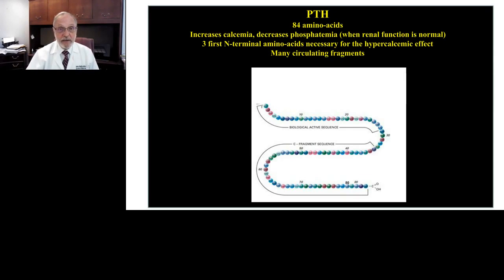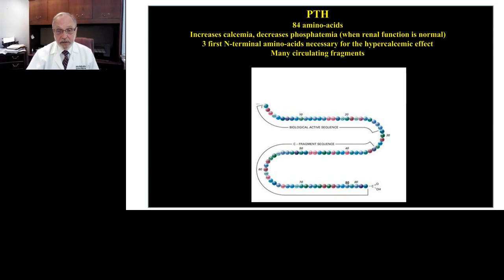So here's a diagram of PTH. It's an 84 amino acid peptide. And its biological actions are to increase calcium in blood and to decrease phosphate in blood, as I mentioned earlier, when you have normal kidney function.